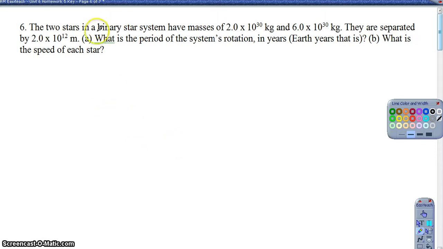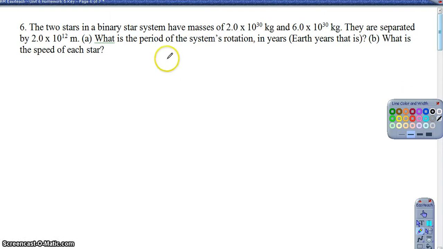So question 6, you have two stars in a binary system. They do have, however, different masses. We saw in class what to do if they have equal masses, a little bit different if they have unequal masses, right? They're separated by this distance given here. What is the period of the system's rotation in Earth years, and what is the speed of each star as it rotates around the center of mass for the system?